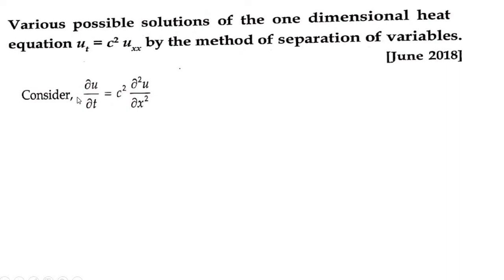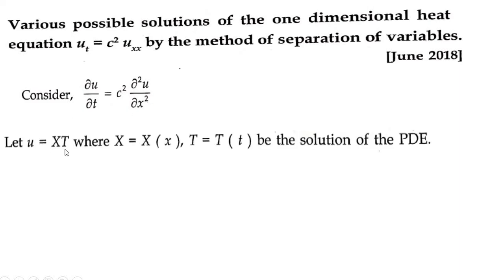All right. So let me consider ∂u/∂t = c² ∂²u/∂x². What am I supposed to do next? Let u be equal to X times T. This is exactly similar to the solution of the one-dimensional wave equation. The only change is in the equation: you have u_tt there, and here you have just u_t. Everything else is exactly the same. So if you study just the wave equation, it is sufficient because the heat equation is exactly similar.